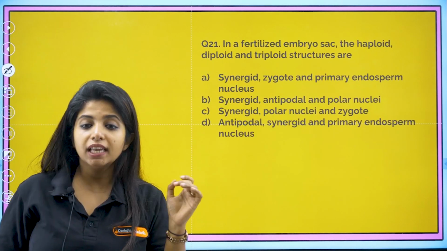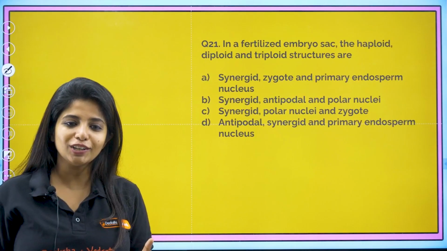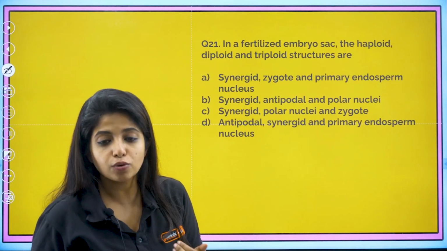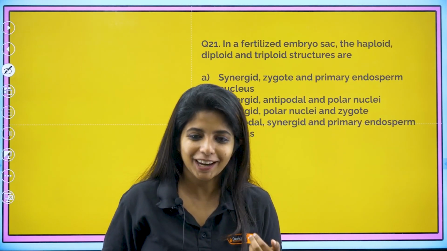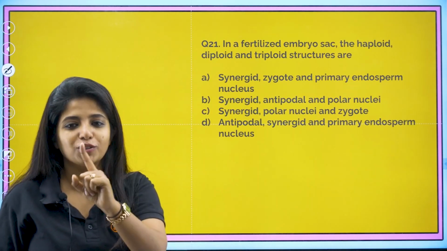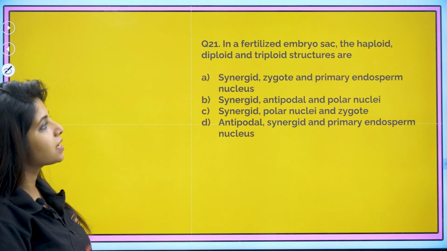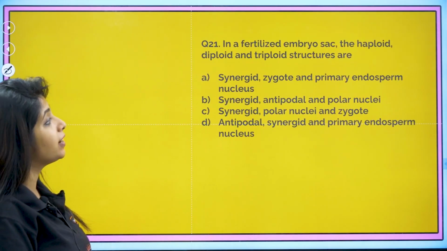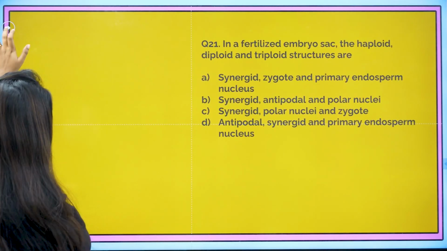And question 21, in a fertilized embryo sac. If you have not watched the one shot video, can you just open your NCERT and check it out and let me know? You should be doing that. You should know what you are missing, and that's why I'm telling you to watch the one shot video. Now, in a fertilized embryo sac, which are the haploid, diploid and triploid structures?